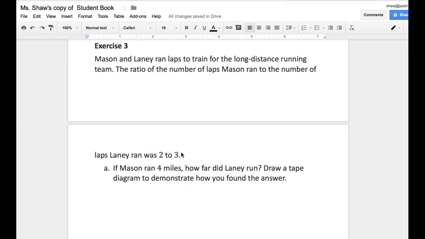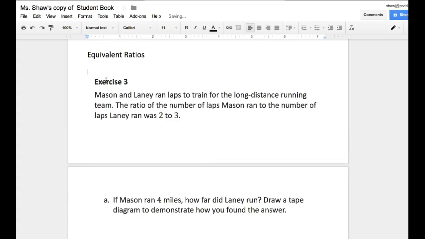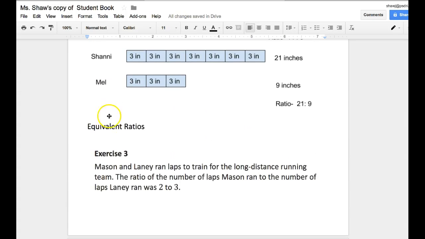Okay, now let's look at exercise 3. Now let's put exercise 3 on one page here. So, Mason and Laney run laps to train for the long distance running team. The ratio of the number of laps Mason ran to the number of laps Laney ran was 2 to 3.